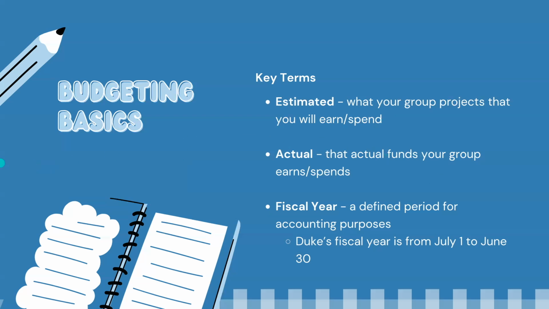And then fiscal year. This is a defined period for accounting purposes. So Duke's fiscal year, just so you know, is from July 1 to June 30th. A fiscal year for your group, you can define that if you want to. For some people, it is the calendar year. For some people, it starts in February. It just kind of depends from group to group. One of the things that we recommend is that you look at it the same way that we do, but you don't have to. You can look at it as the term from your officers taking their role to the end of their term. You can look at it on an academic year, just kind of depends on how you want to do it. But just for Duke's purposes, the fiscal year runs from July 1 to June 30th.